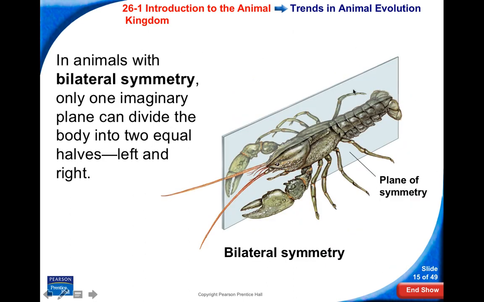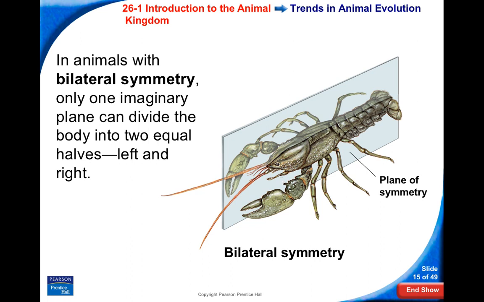Okay, however, more complex animals display something called bilateral symmetry. Lateral means side, so bilateral means two-sided symmetry. All that means is there's only really one imaginary line that you could draw that's going to make two equal halves, a left half and a right half. So this crayfish right here is displaying bilateral symmetry.